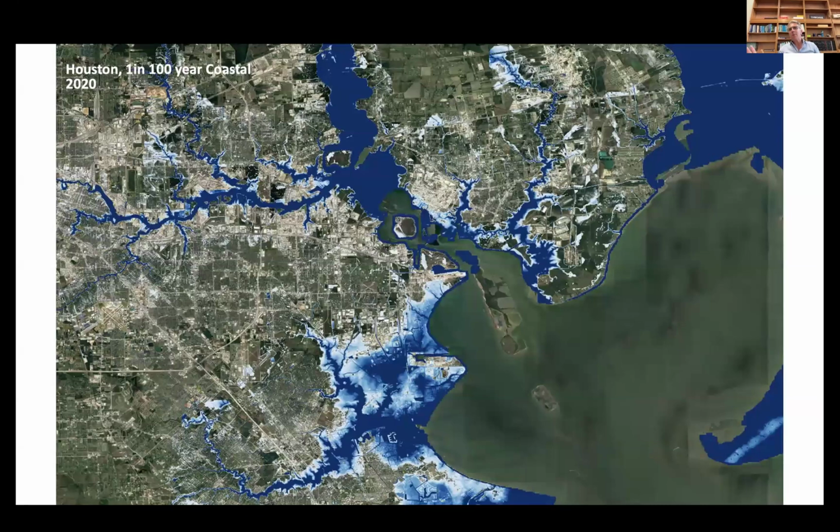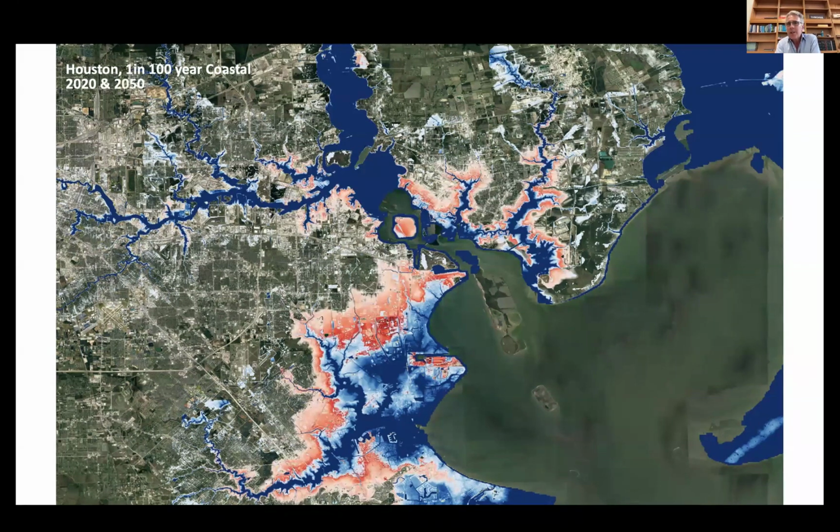What does it look like? More importantly, here's Houston, and this is the area at risk from a 1 in 100-year coastal flood in 2020. And you can see the kind of granularity we've got, largely driven by really cool digital elevation data, which is the key thing that makes this look so good. And this is the additional flooding that we forecast given those data by 2050, as a result of changes mostly in sea level here and some changes in storminess.